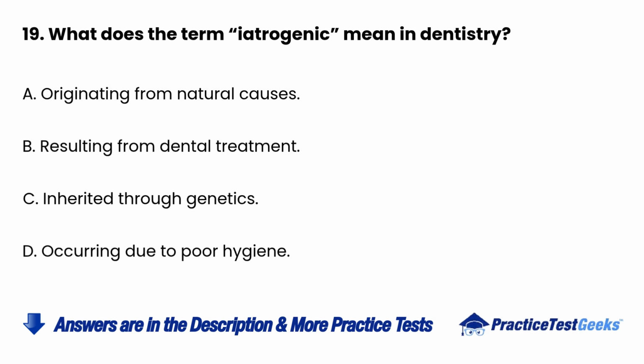19. What does the term iatrogenic mean in dentistry? A. Originating from natural causes. B. Resulting from dental treatment. C. Inherited through genetics. D. Occurring due to poor hygiene.